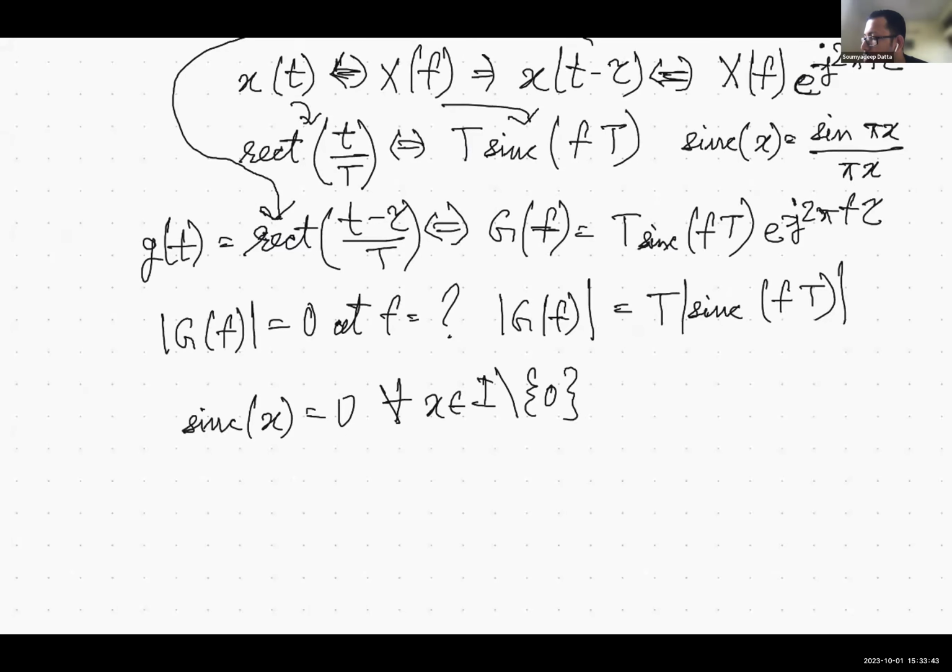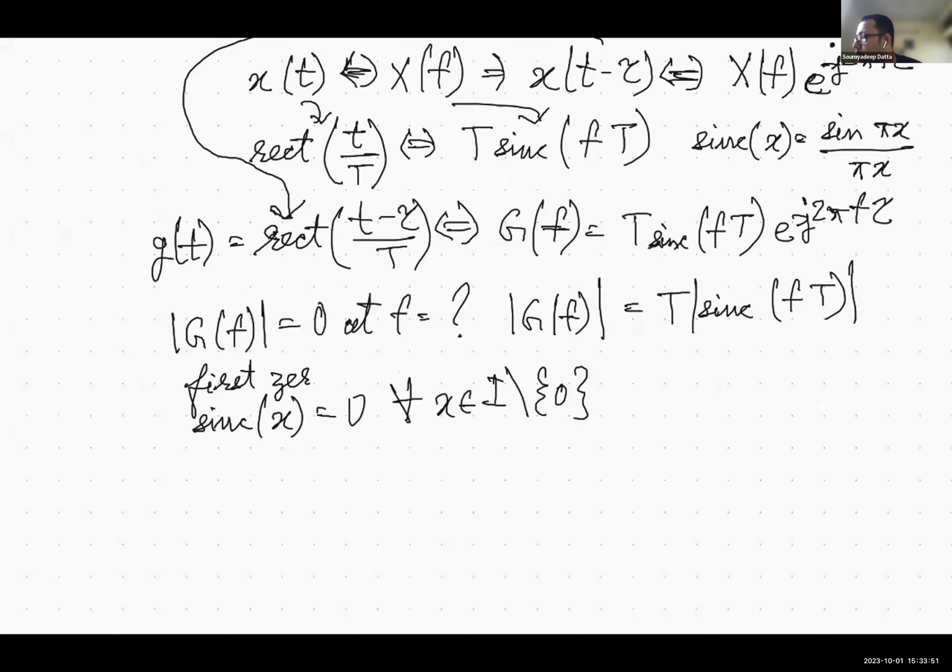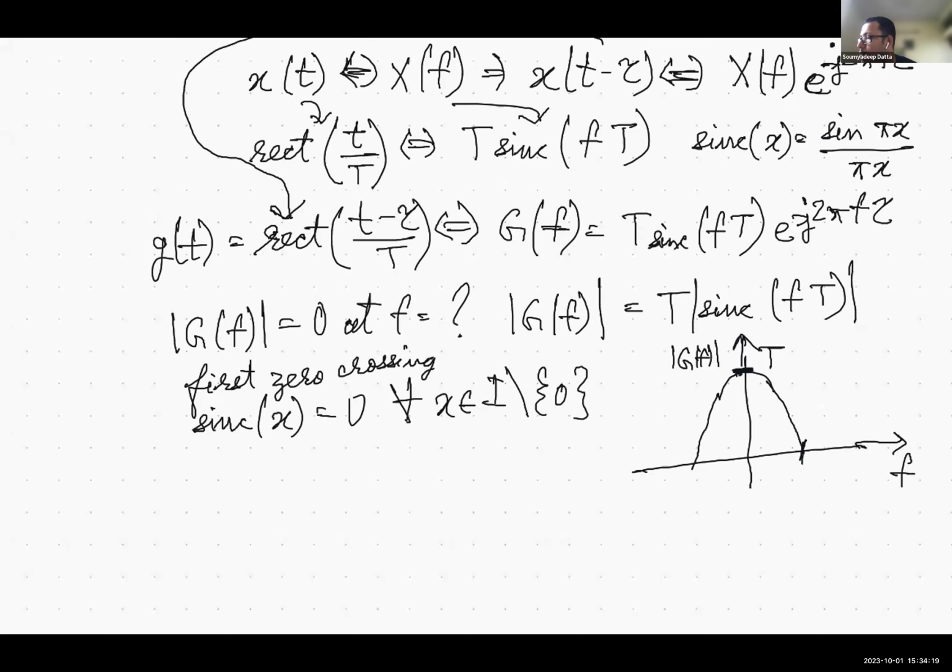Actually what we are looking for is the first 0 crossing. What do we mean by first 0 crossing? As I said, sinc function at 0 is 1, actually it will be T here. So this is the mod G of f gain function. At small f equal to 0, the magnitude will be T, and then it will drop to 0, rise again and drop to 0, and this way it will continue. That's how the sinc function looks.